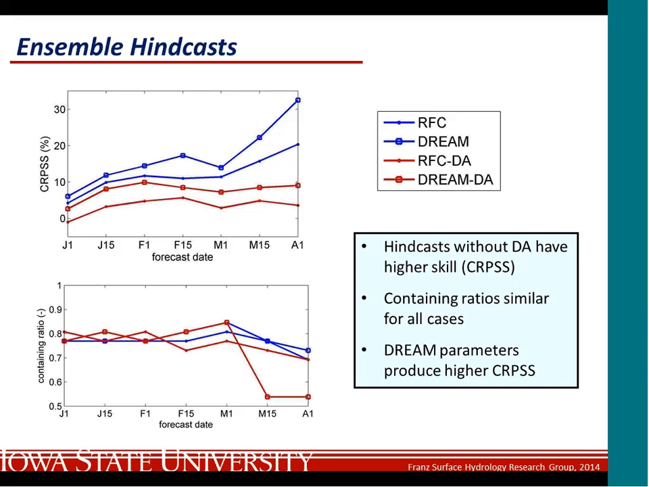And down here, looking at the containing ratio, having that larger ensemble that was produced with the DA and using the updating produced with the DA did not improve our chances of actually containing the observation within the ensemble forecast. And there's effectively no difference here between the DA and the non-DA cases.